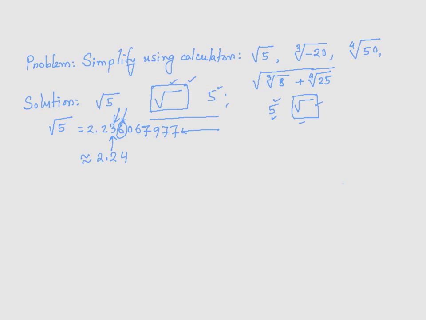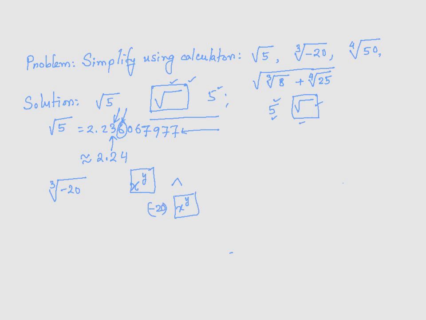Similarly, you can find cube root of negative 20. However, to find cube root of negative 20, you may not have a cube root button. Instead of a cube root button, you will see something like x to the power y, or you'd see a caret. Again, it depends on the calculator. So you'd put negative 20 and then press x to the power y.